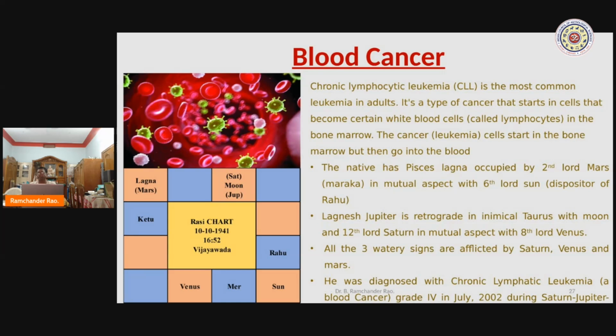Lagna lord Jupiter is retrograde in an inimical Taurus sign with Moon and 12th lord Saturn, in mutual aspect with 8th lord Venus. That is very, very important. 8th lord Venus is playing an important role, right?